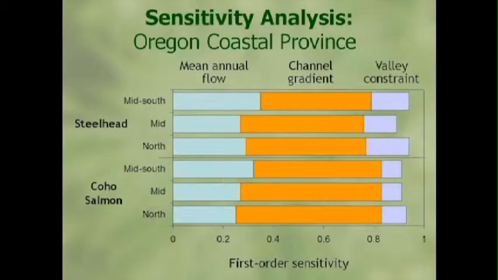As I mentioned, the sensitivity of model outputs to inputs has been assessed using a variety of techniques. For the Oregon coastal province, for steelhead and coho salmon, we used a Fourier amplitude sensitivity test in the SimLab software to evaluate the sensitivity of the model outputs to inputs. And we found that for all three of the sub-provinces where we looked in the Oregon coastal province, the models were most sensitive to channel gradient and least sensitive to valley constraint.